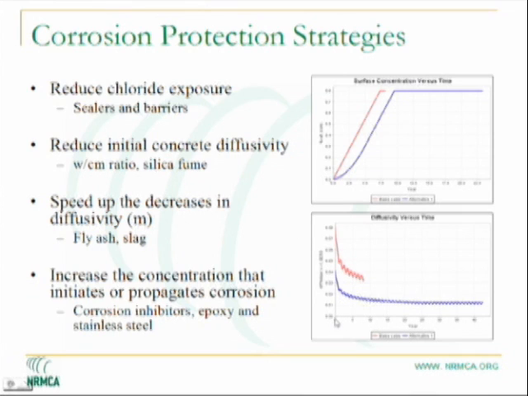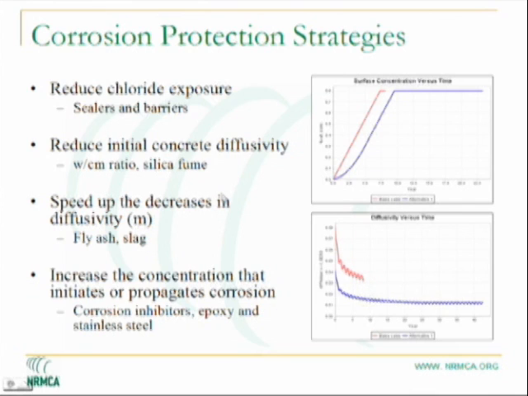You'll see here over time, from the initial placement through at least 40 years in this graph, there is a rate at which this diffusivity goes down, and you can speed that up. The lower the diffusivity, the less porous the concrete is to chlorides. So the more you can get this to decrease over time, the faster you can get it to decrease, the slower the chlorides are going to progress through the concrete.